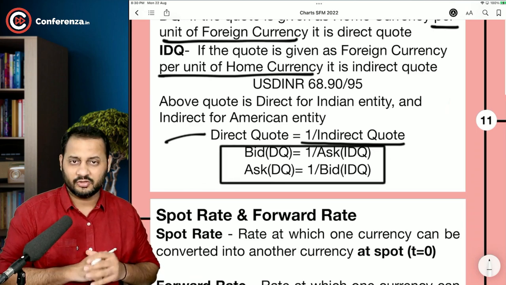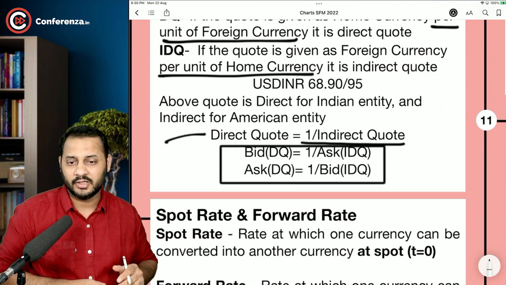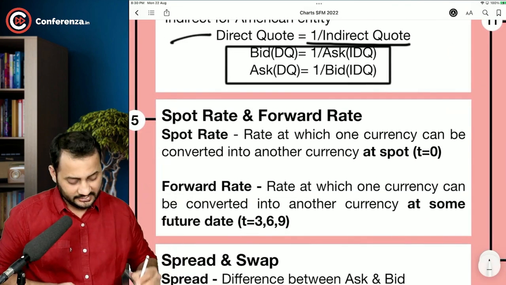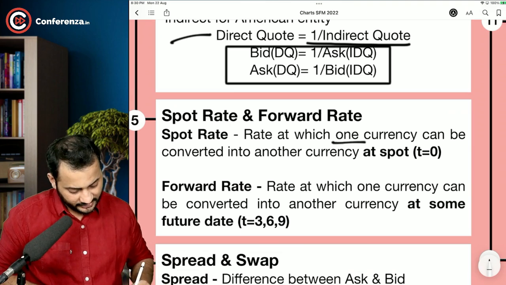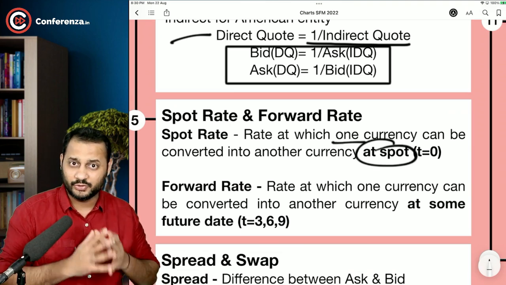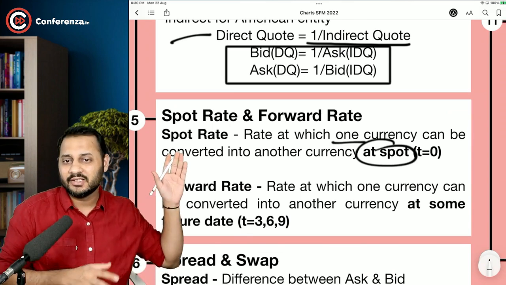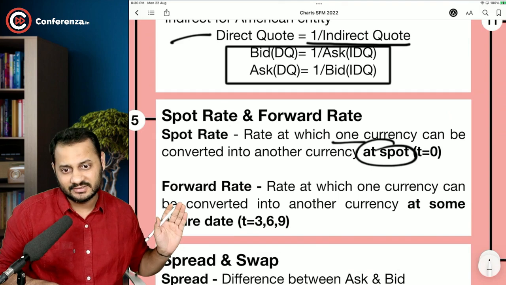I will just take it later on when the question comes, because this is a difficult part. Then we discussed the spot rate and forward rate. Please understand, spot rate is a rate at which one currency can be converted into another currency at spot, meaning today. If you want to convert one currency into the other currency today, then this is the rate, and in some future date this is the rate.